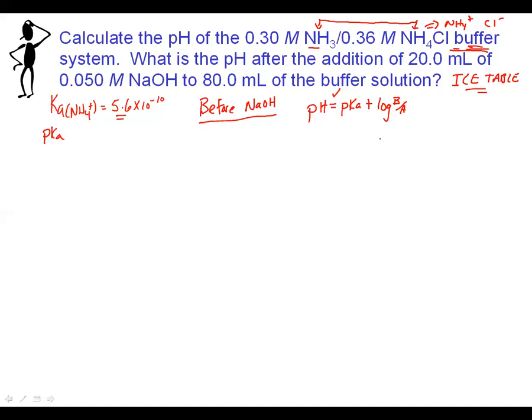This is for our NH4 plus, which, probably should grab my calculator, but I think it's 9.25. So minus the log of 5.6 times 10 to the minus 10. Yeah, 9.25 looks like a winner. And we do all that fun stuff there. We end up with an opening pH here for this buffer of 9.17.